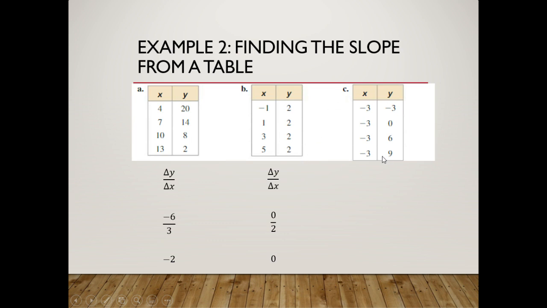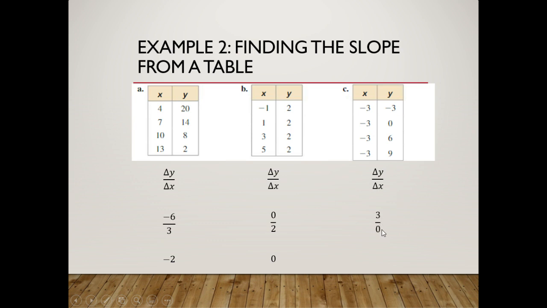All right, now in 3, the change in y, we go from negative 3 to 0, so that means we went up 3 places. For the change in x, we go from negative 3 to negative 3, so it didn't change, so that will be 0.